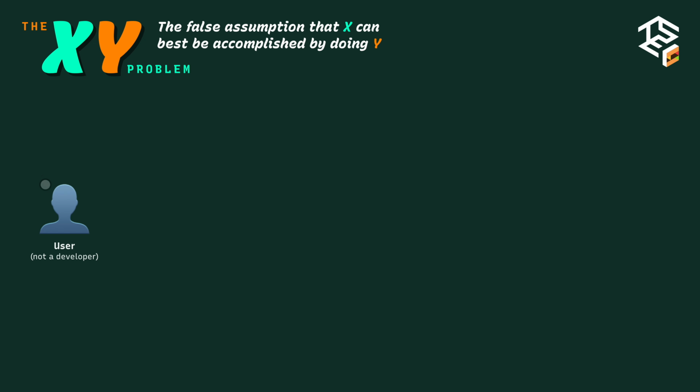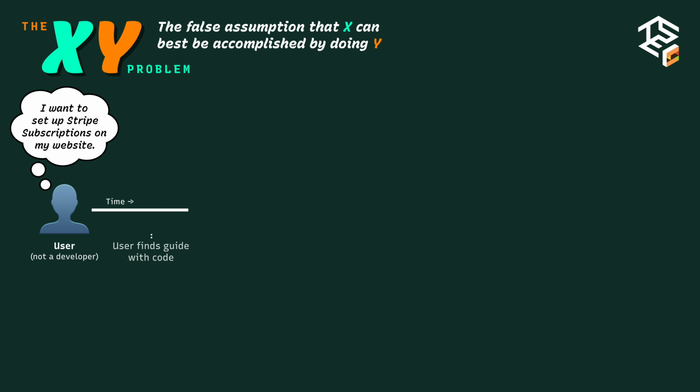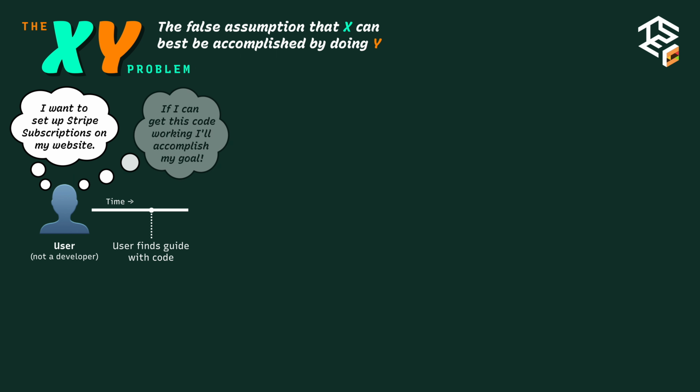To explain the XY problem, we're going to start with a user who wants to set up Stripe subscriptions on their website. Note that this user is not a developer. We're going to look at a timeline, with the first event on the timeline being the user finding a guide to implementing Stripe subscriptions with code. The user, upon finding this guide, thinks to themselves that if they can just get the code in the guide working, they can accomplish their goal.